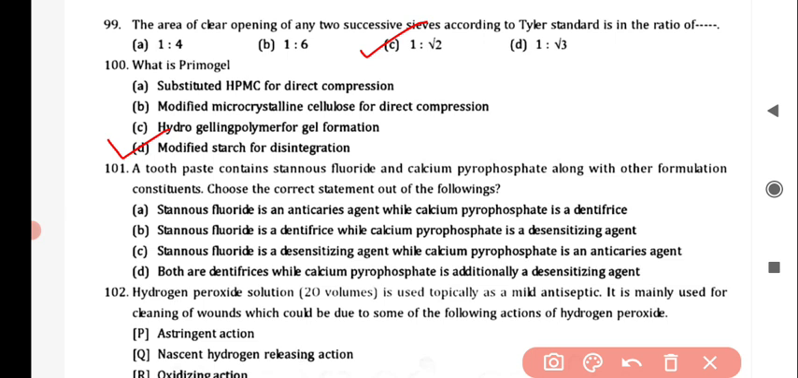Next question: a toothpaste contains stannous fluoride and calcium pyrophosphate along with other formulation constituents. Choose the correct statement of the following. And the correct answer is option A, stannous fluoride is an anticaries agent while calcium pyrophosphate is a dentifrice.